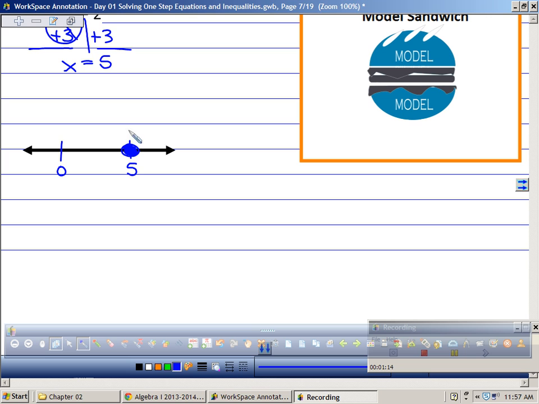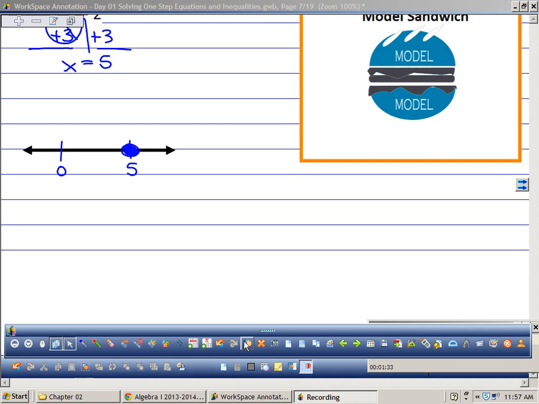I don't need to go in any direction because this isn't saying x is greater than or less than. It's just saying x equals 5. Let's go back and look at our steps.